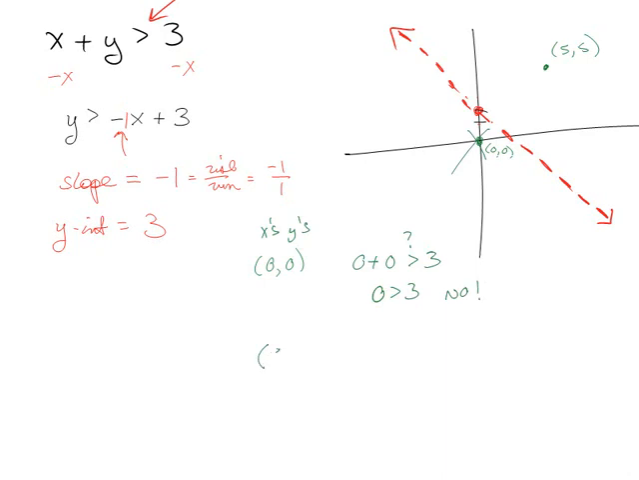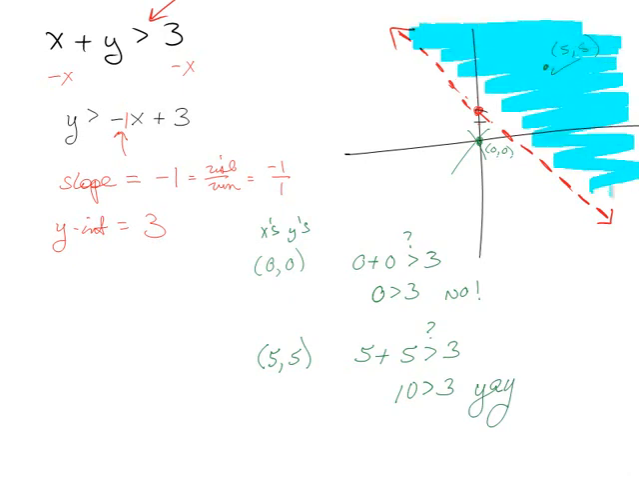Let's make sure the other side works. 5, 5. 5 plus 5, is that greater than 3? Is 10 greater than 3? Yay! It is. So this is a happy side, and I can go ahead and fill it in. And that's my graph of this linear inequality. And it's so beautiful. Got it? You kind of getting the hang of it now?